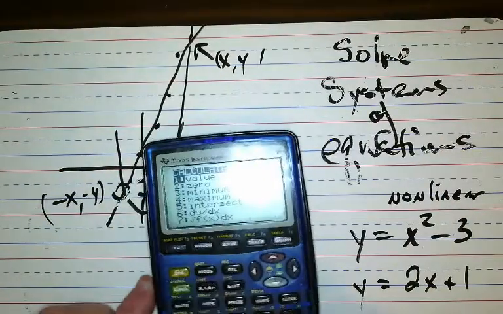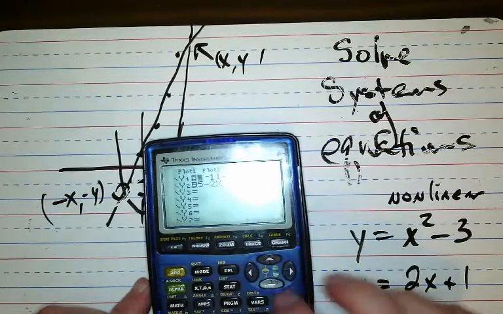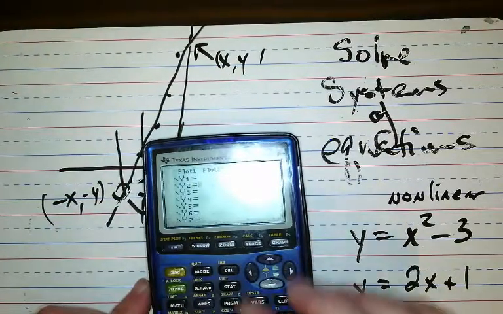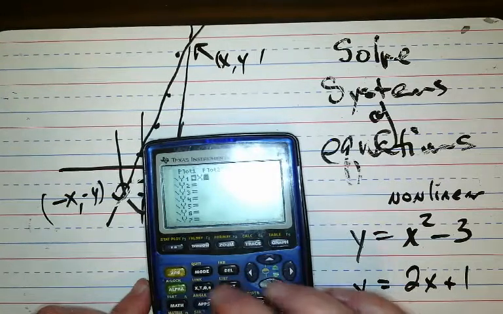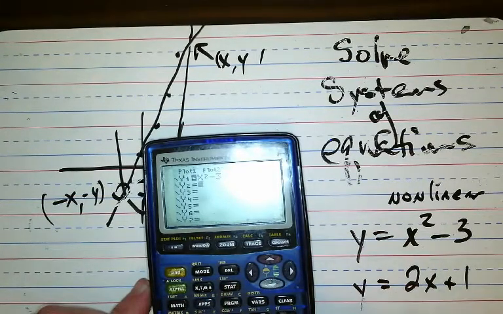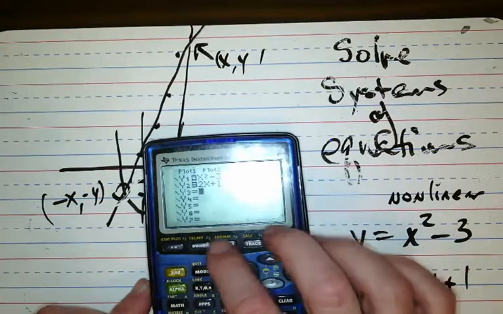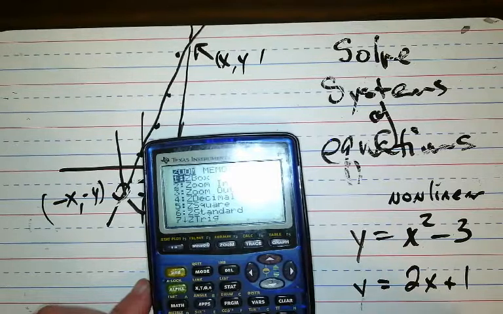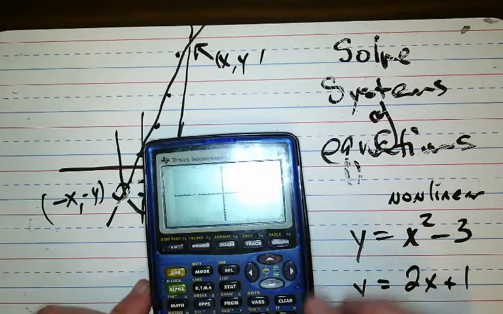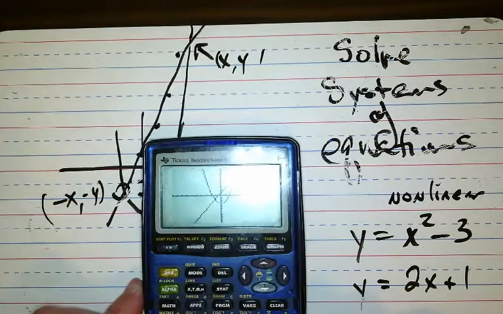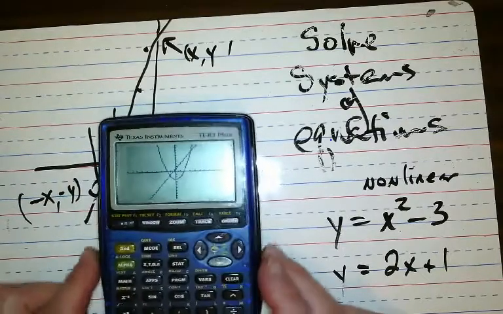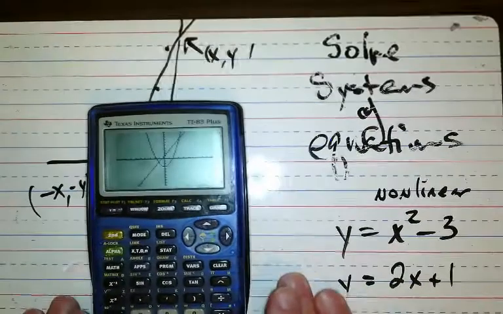Here we go. Y equals. Clean out all the junk that's there. And we have x squared minus 3, and then 2x plus 1. Kaboom. So we're going to zoom in on that thing and see what happens. There's my parabola. There's my line. Hey, it looks just like I said. How about that? Can't beat that with a stick, huh?